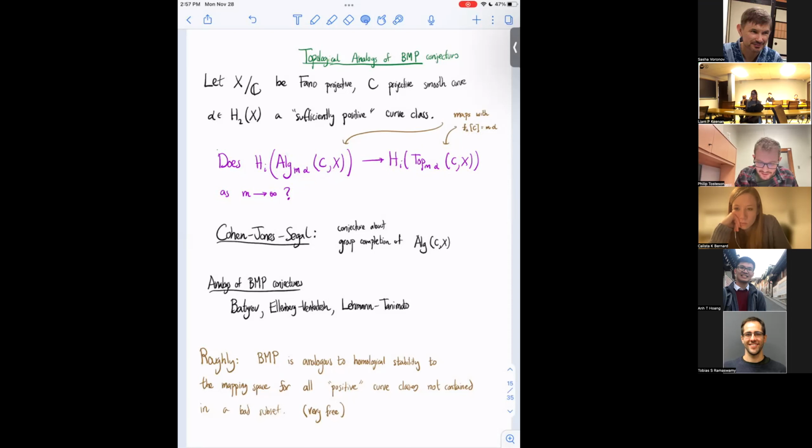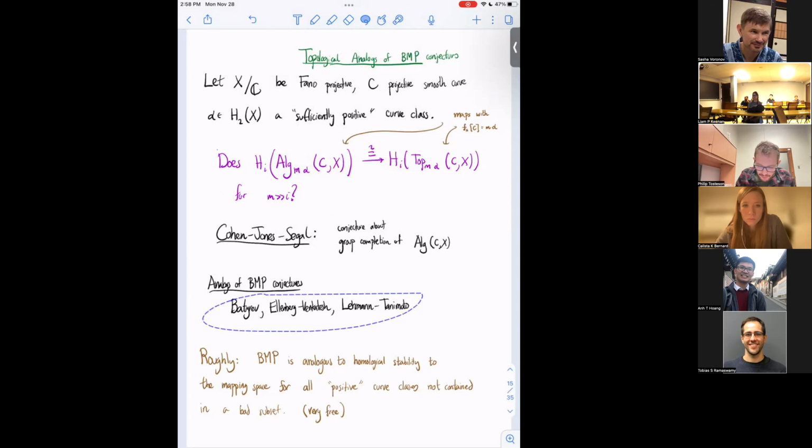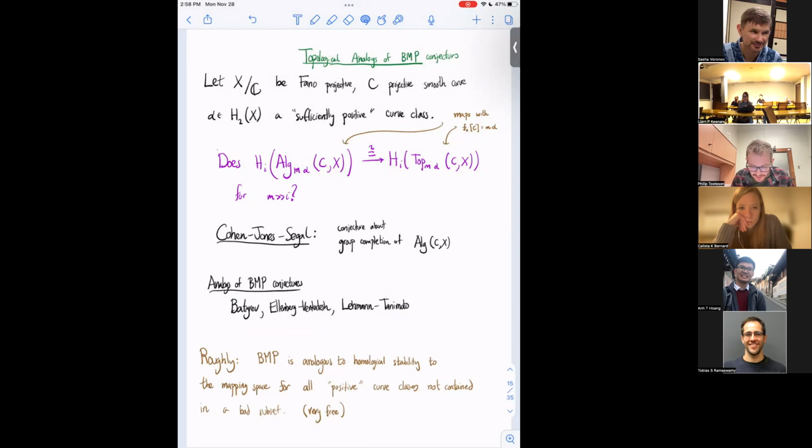And we ask, does this actually become an isomorphism? Does this become an isomorphism for n much bigger than i? And somehow, if this phenomenon happens, then that's an analog of the Batyrev-Manin conjectures holding for X. So this is roughly the case, and there are more formal statements of this analogy.